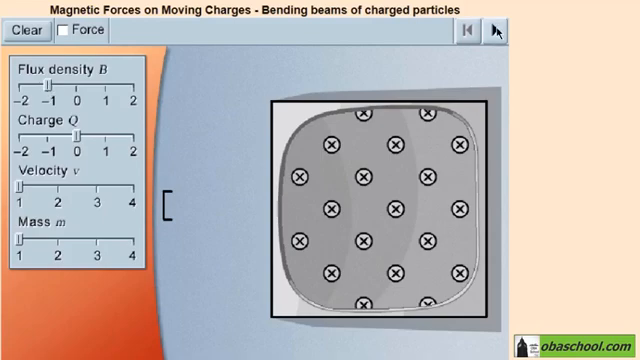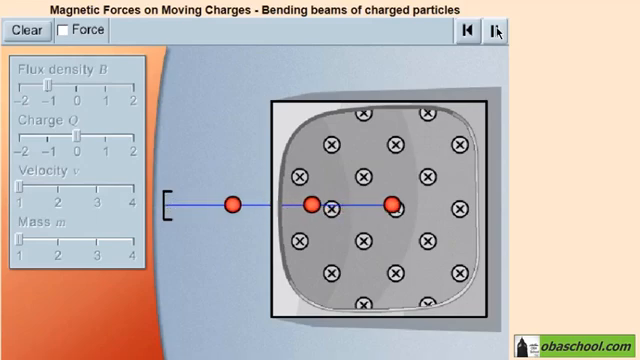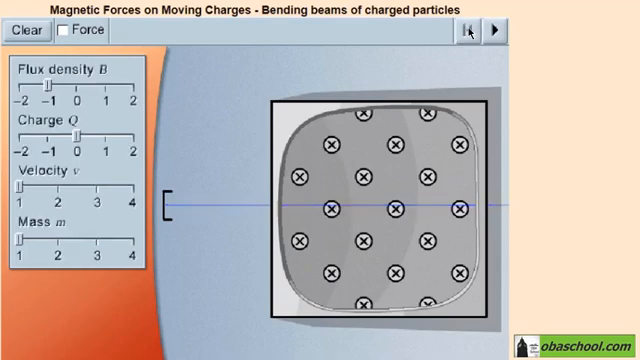Let's click play. And notice a stream of uncharged particles with a relative mass of 1 unit are projected into the magnetic field with a relative velocity of 1 unit. Let's click pause to stop the particles and click back to remove them. You will see that a blue track remains visible.